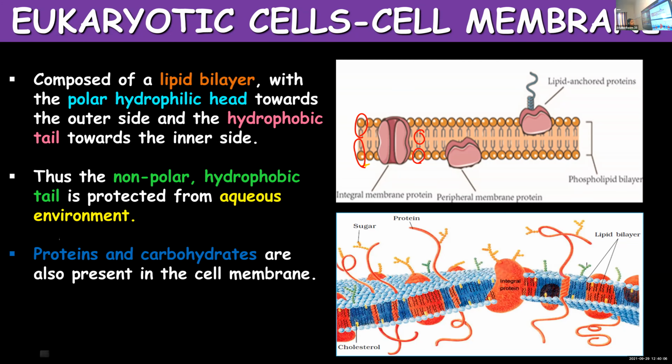Proteins and carbohydrates. Apart from this lipid bilayer, it is not only lipids forming the plasma membrane. It's made up of proteins and lipids, and even carbohydrates can also be found making up the membrane. Main components are proteins and lipids. And proteins are of different types.